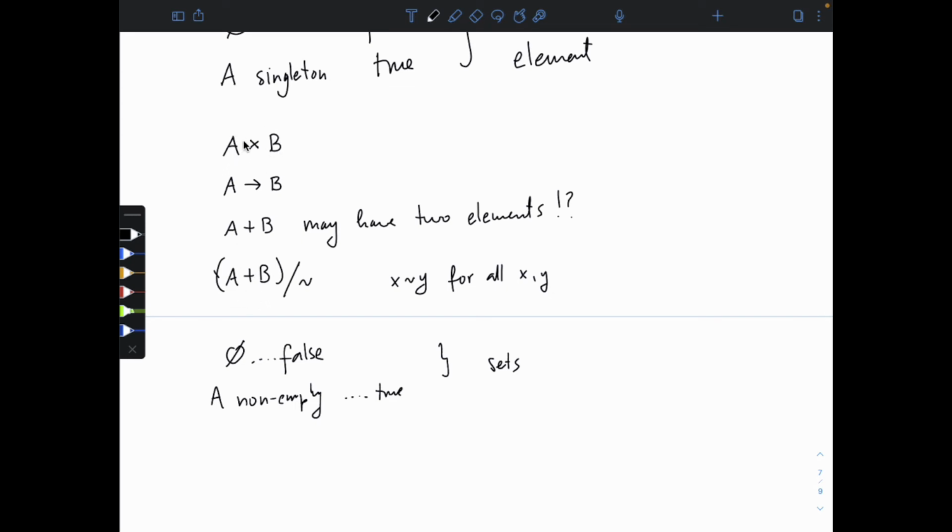Cartesian product, let's think about it. When is the Cartesian product empty? Well, the Cartesian product will be empty if one of them is empty, which is precisely what we want of conjunction. Functions work the same way. When is there no function from A to B? When A is non-empty and B is empty, which is precisely when implication should be false. Plus now is not a problem. I don't care if there are many elements. So this is another possible view.